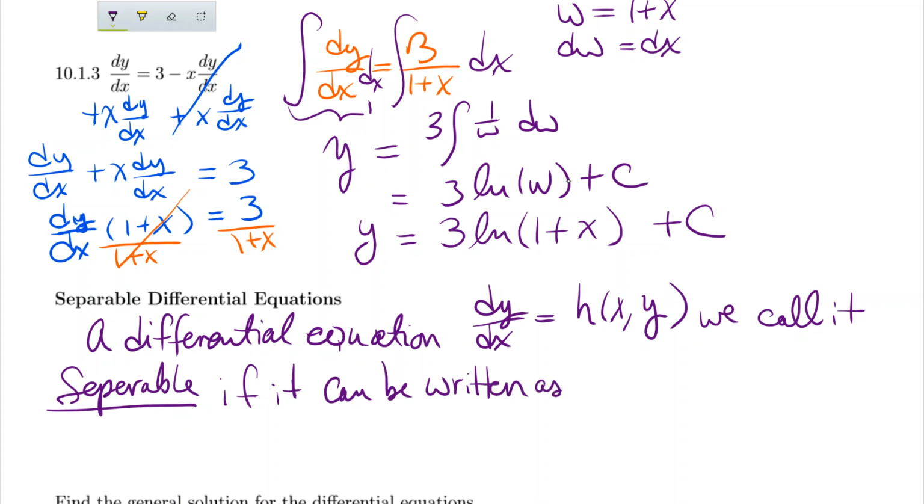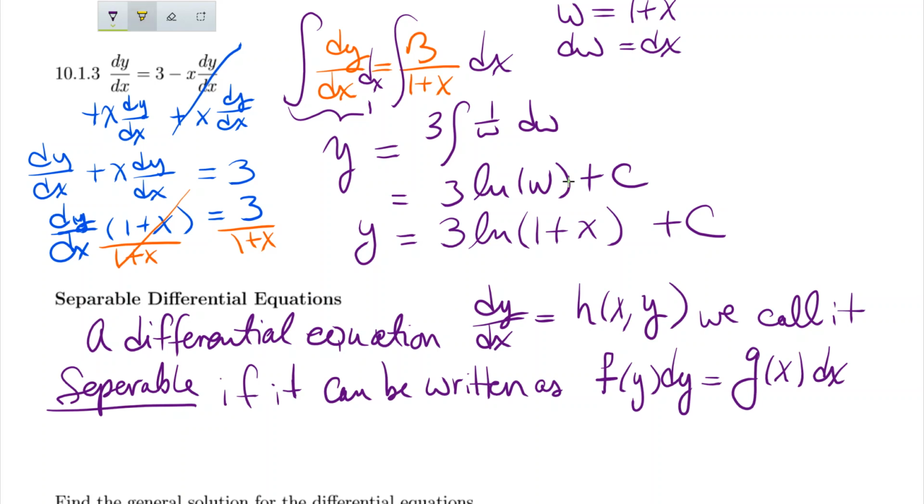As, and this is the kicker, this is very important. Let's use f and g. F of x. Actually, usually I put x on the other side, so I'll erase this. F of y dy equals g of x dx.